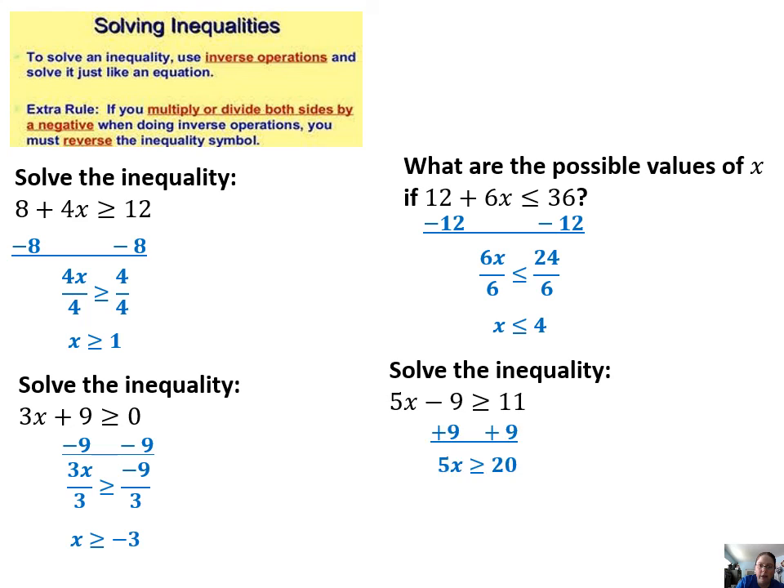Next one, add 9 to both sides. We get 5x greater than or equal to 20. Divide by 5 on both sides. And x is going to be greater than or equal to 4.